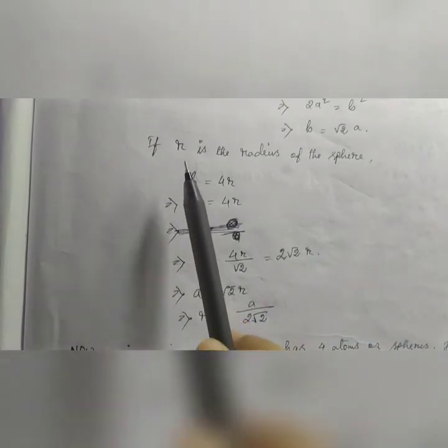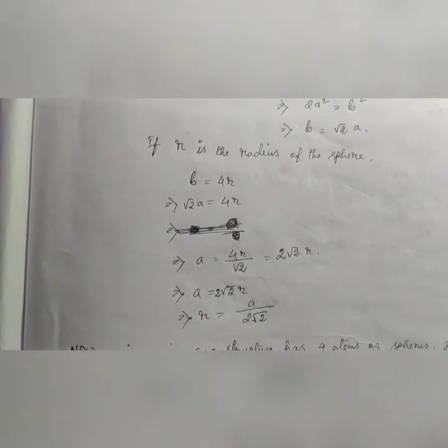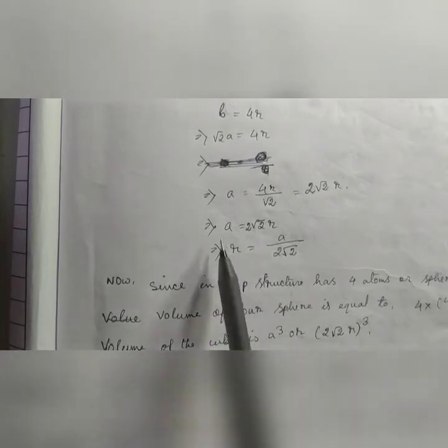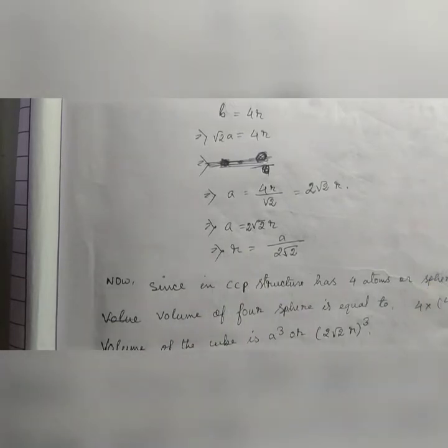Here we consider R as the radius, and we already discussed that in the face diagonal we got a total of 4R. We consider AC as b, so we can write b is equal to 4R. From this value we got the edge length a is equal to 2 root 2 R, and from this we got the value of radius as a divided by 2 root 2. So this is the relationship between the radius and the edge length for the FCC or CCP structure.